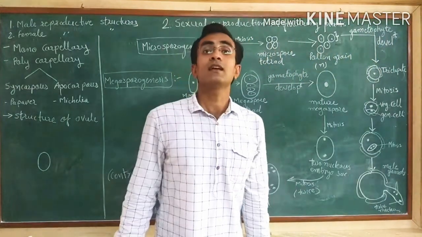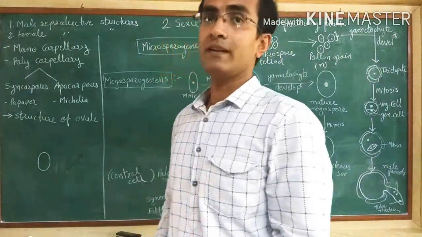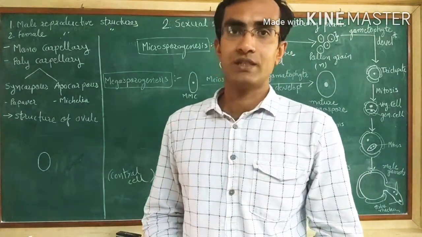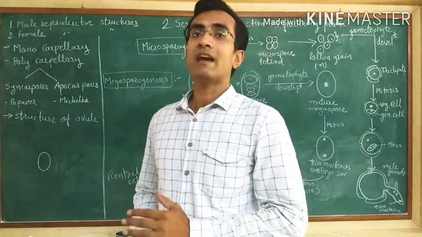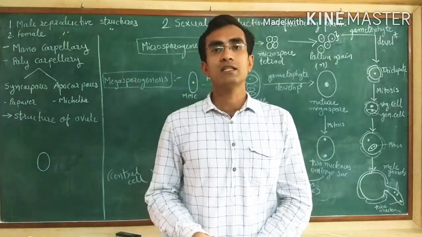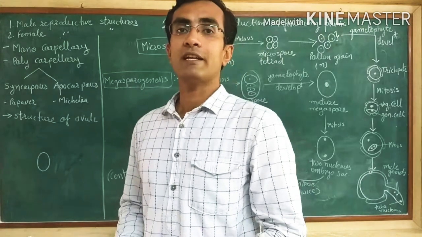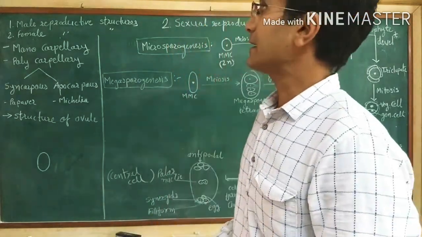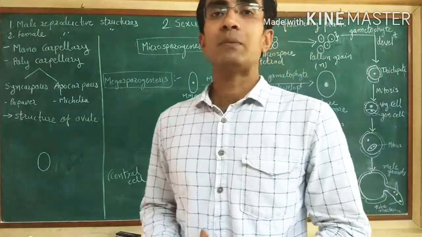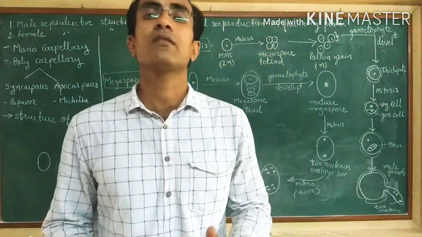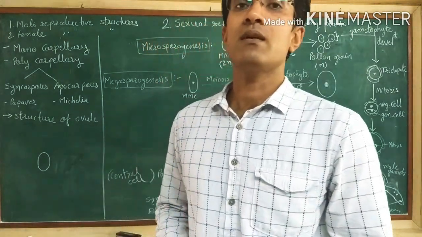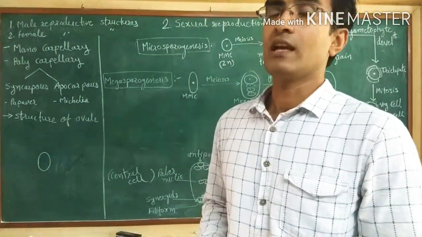Hello students, in the last video we started chapter 2 of class 12 biology. In that we have seen pre-fertilization events. The pre-fertilization events are divided into 4 steps: first, male reproductive structures and events; second, female reproductive structures and events; third, pollination; and fourth, pollen-pistil interaction.